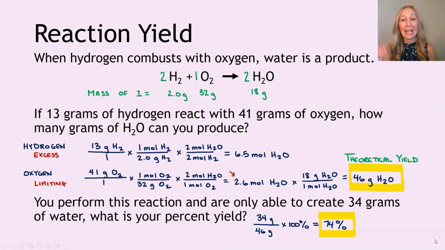Now remember, it's actual over theoretical, or sometimes people choose to use the term experimental over theoretical. Experimental meaning what you get in a laboratory situation, and theoretical meaning what you get when you type it into a calculator. Keep in mind, the actual will always be smaller than the theoretical, and a perfectly efficient reaction would have a 100% yield.